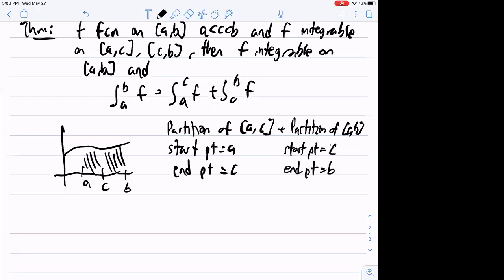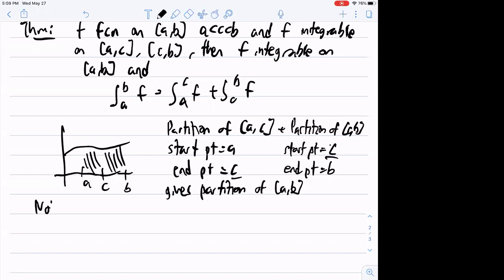This gives a partition of AB, right? So certainly the sum of two partitions gives me a partition of the whole thing. But a partition of the whole thing need not be a partition of the two. Why? Because if you add them, you always have the point C. A partition need not have the point C. I could choose some other value in between.